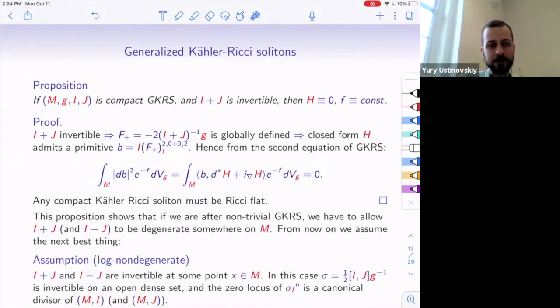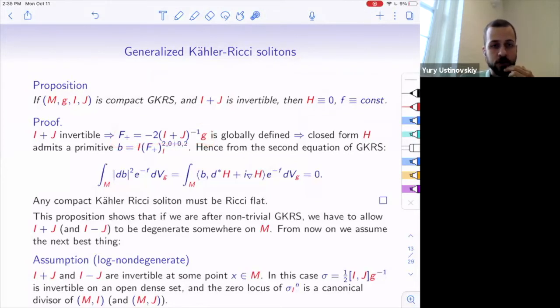Maybe let me give you some non-existence result about solitons, or at least non-existence of interesting solitons. If you start with a compact generalized Kähler-Ricci soliton, gradient steady, the one which I defined in the previous slide, and if you assume that I plus J is invertible, then necessarily H is 0, f is constant, and you really are on a Calabi-Yau background. So how does one prove it? The key to prove it is that I plus J being invertible means that you have this special symplectic form, as I mentioned.